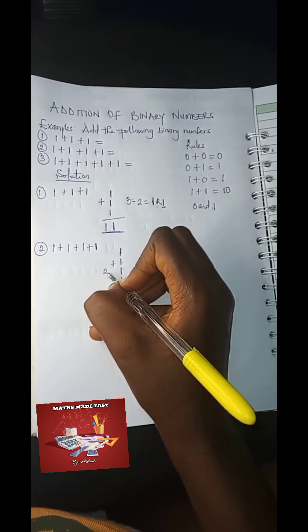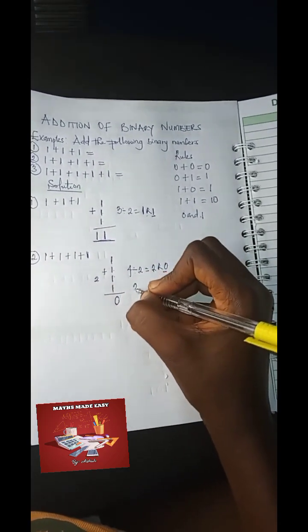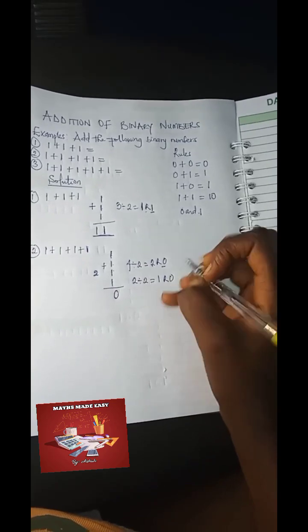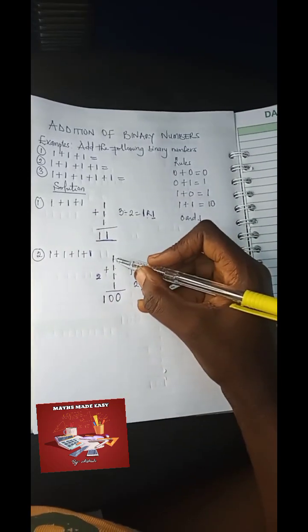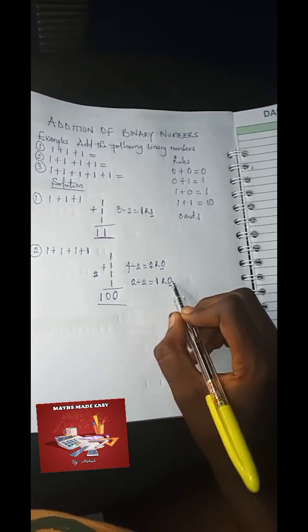We have 2 as the next number. So the next number here, 2, we carry it here. This 2, we still have to divide by 2 because our answer has to be between 0 and 1. So this 2 here again, we divide by 2, and 2 divided by 2 gives us 1, remainder 0. So we write the remainder here, which is 0. So the next number here is 1, and we bring the 1 here. So 1 plus 1 plus 1 plus 1 gives us 100. It's as simple as that. Always remember that it is the remainder you write down before you move on to the next number.